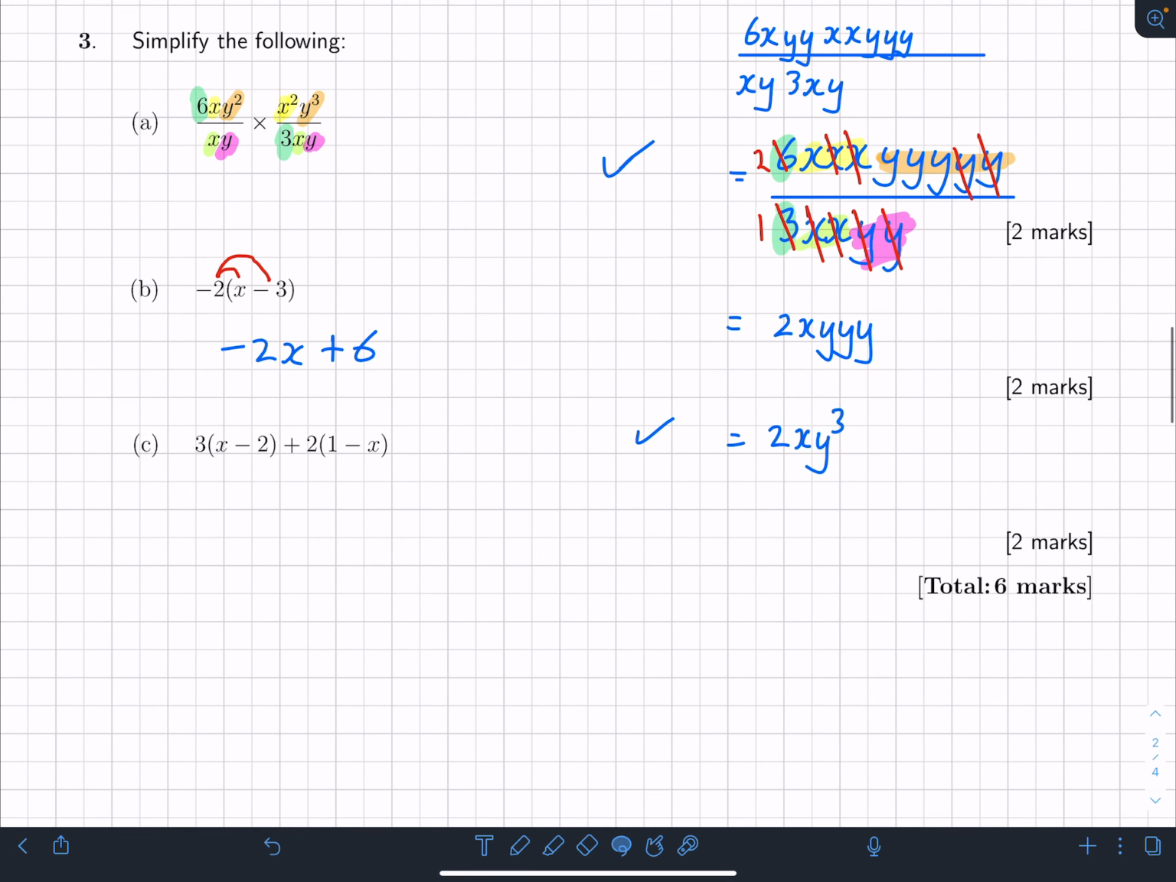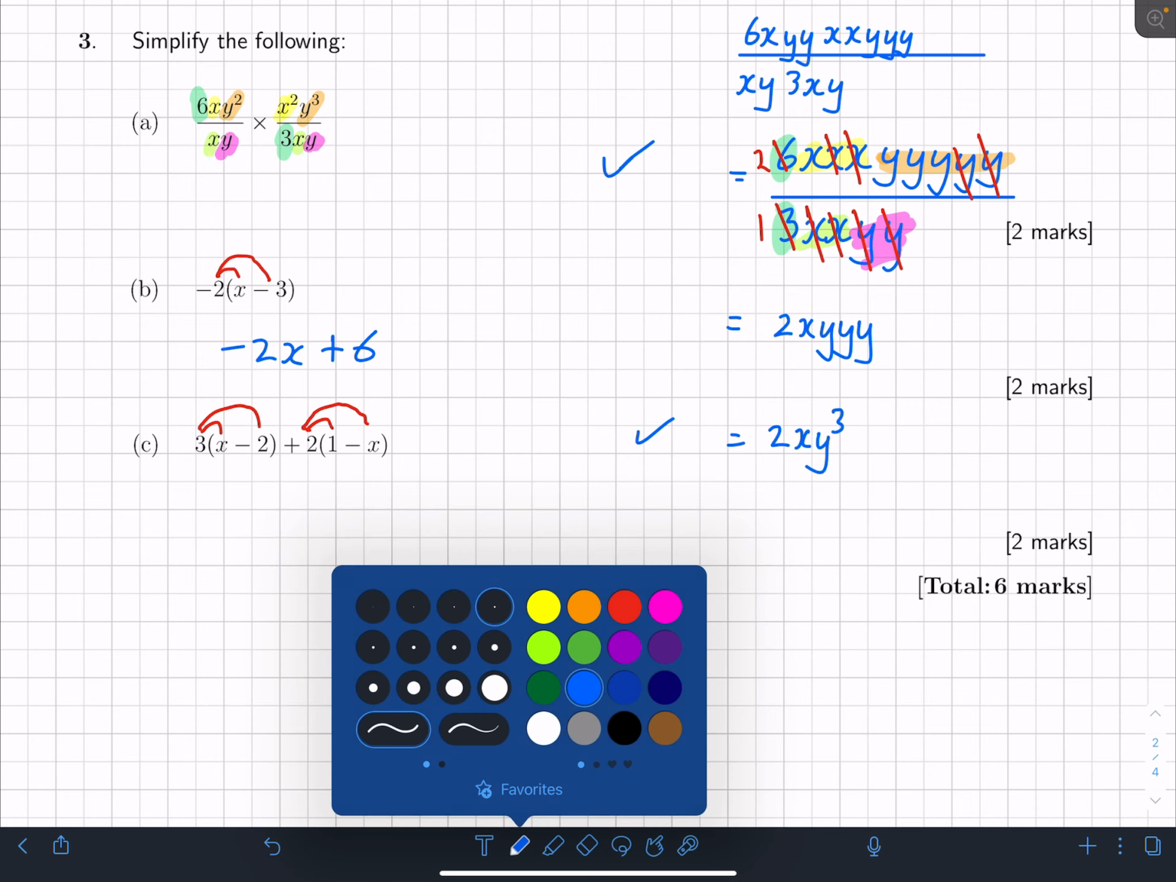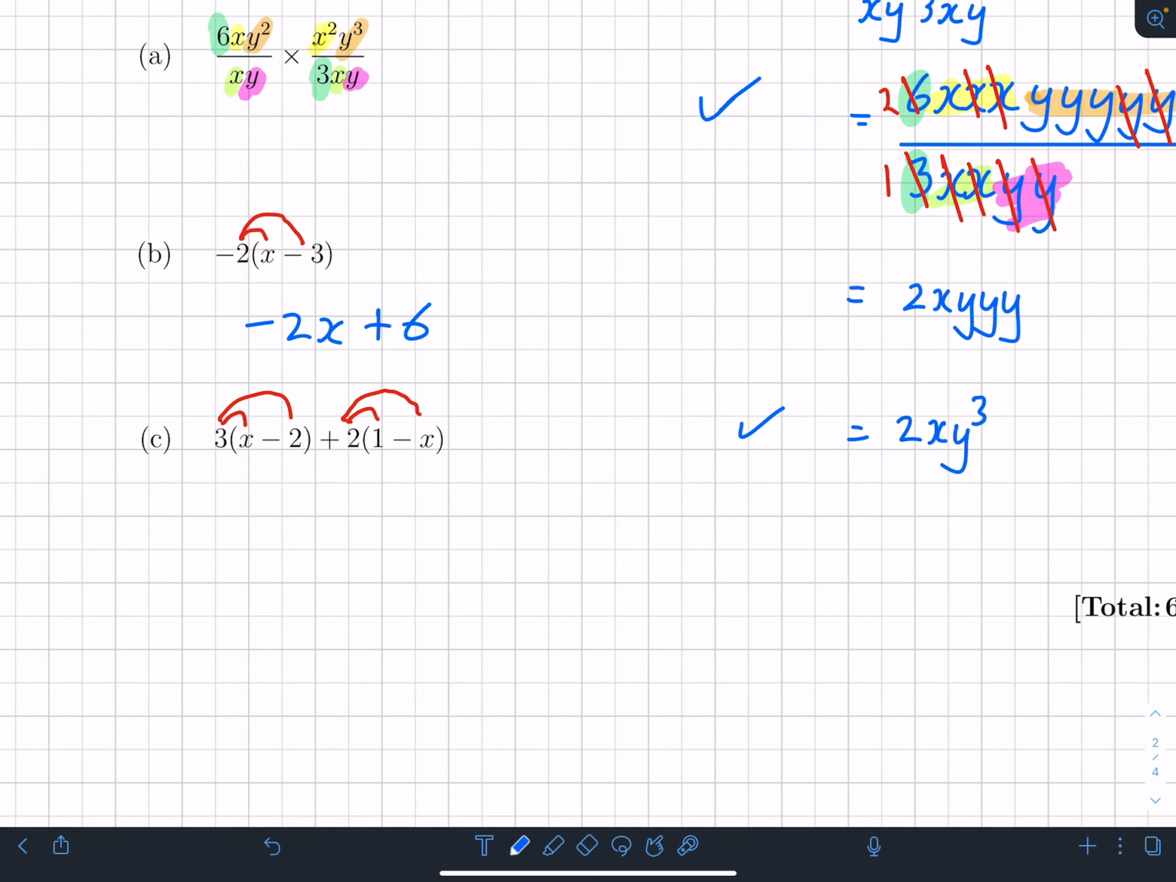And 3c, we're again expanding our brackets. Okay, 3 times x and 3 times minus 2. And then positive 2 times 1 and positive 2 times negative x. And so let's now expand. So we will have 3 times x is 3x, and then 3 times negative 2 is negative 6. Then we need to have 2 times 1, so that's 2, and 2 times negative x, which is negative 2x.